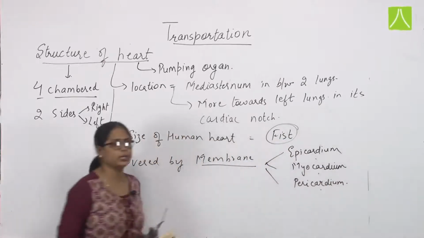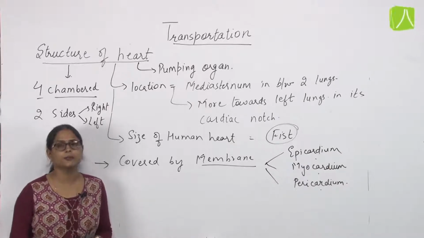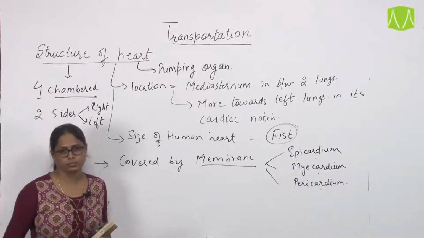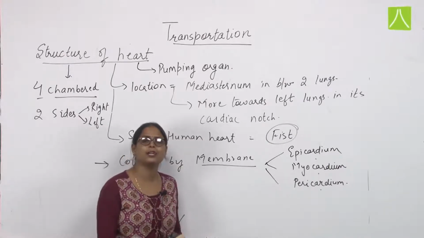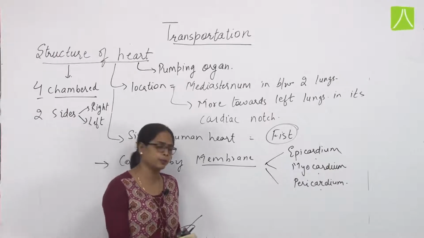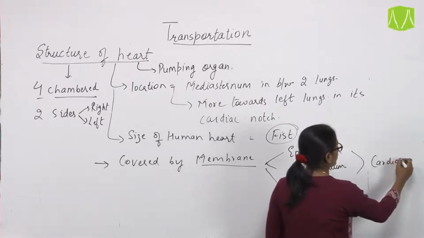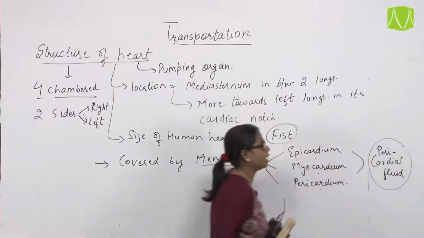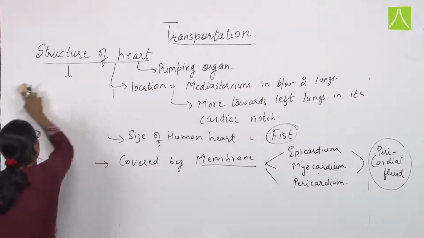These membranes provide protection to the heart, because the heart has to pump continuously, and our heart consists of cardiac muscle. This cardiac muscle never gets fatigued, and it continuously contracts and relaxes to pump blood. So these three membranes protect the heart against any kind of injury or shock. And in between them there is pericardial fluid, which is a shock absorbent substance. Fine. Now let's discuss the structure of the heart.